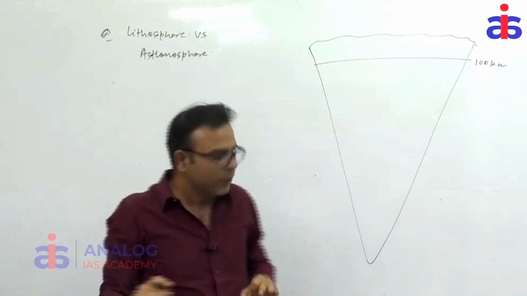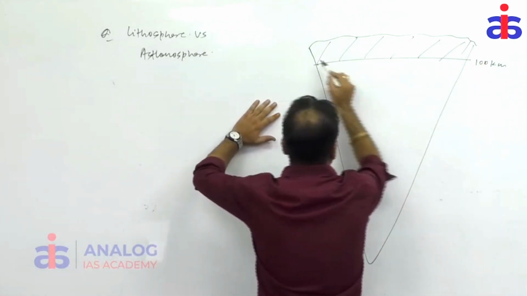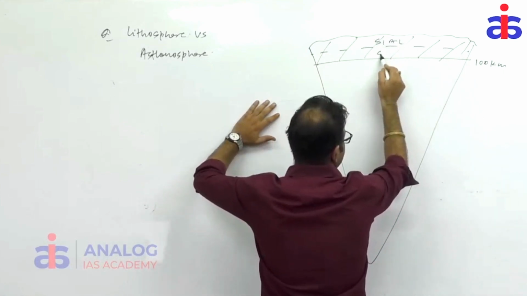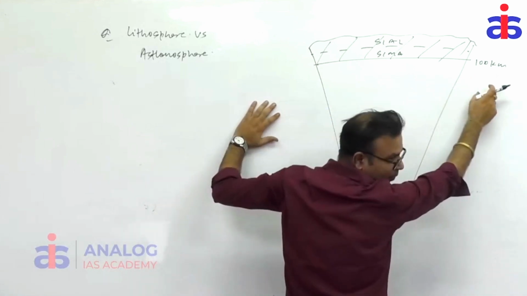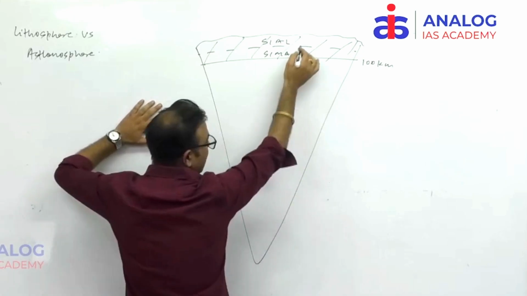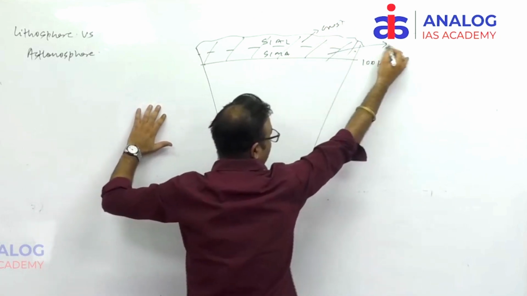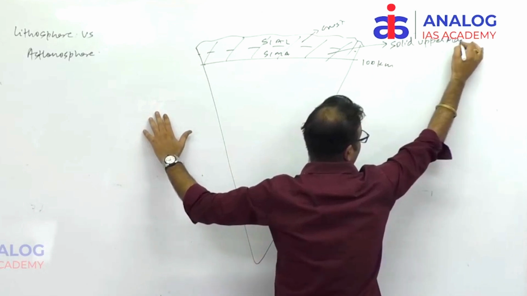New kind of approach. Entire solid part, look at this. This is the solid part. Sial also, Sima also. Entire solid part up to 100 kilometers depth. So it contains the entire crust plus some part of solid what? Upper mantle too, please.